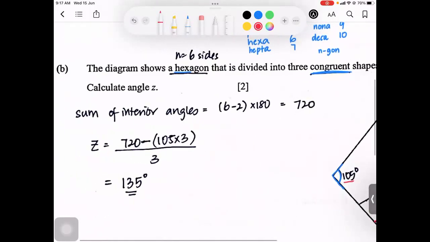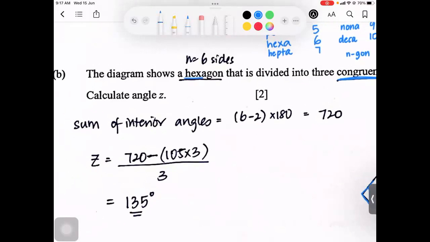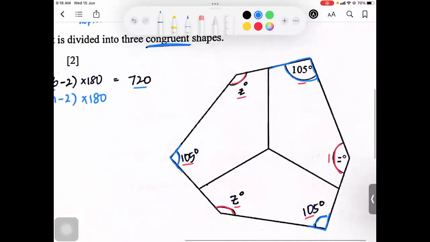So how do we find the interior angles of a hexagon? Formula is n minus 2 times 180. What is n? N is the number of sides. So our hexagon has 6 sides, so we plug in the value for 6, and you get our total angle is 720. Okay, so in order to find Z, what do we do? We take 720 as the total, minus away 105, got 3 of them. Then the remaining, they're all congruent shapes, right? So we divide by 3 to find Z.